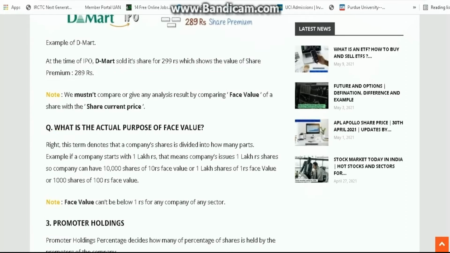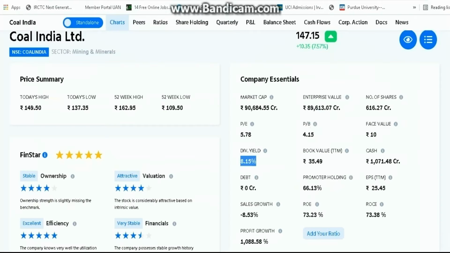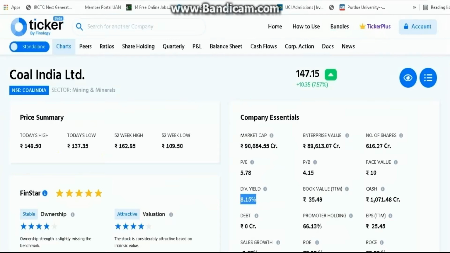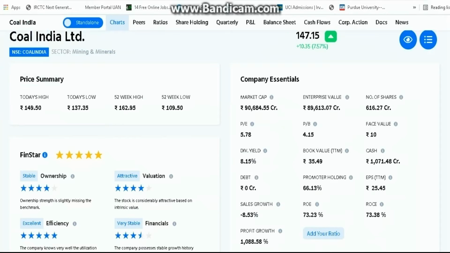Let's see some examples of face values in companies. Here Coal India's face value right now is 10 rupees. If the company wants, it can also split its shares into 5 rupees, 2 rupees and 1 rupee, but face value cannot be lesser than 1 rupee.